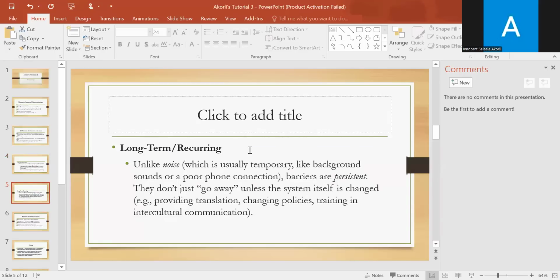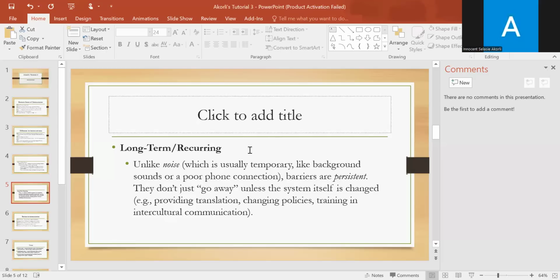Then talking about noise and barrier again, unlike noise, which is usually temporary. Temporary means that a thing lasts just for a moment. Like background noise. If you are making a call, there could be background noise, maybe because somebody is playing, or somebody is singing, or there's a church around, then that is noise. Or a poor phone connection. Barriers are persistent. Persistent means that it goes on and on.